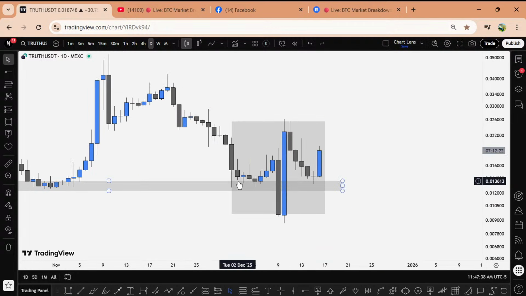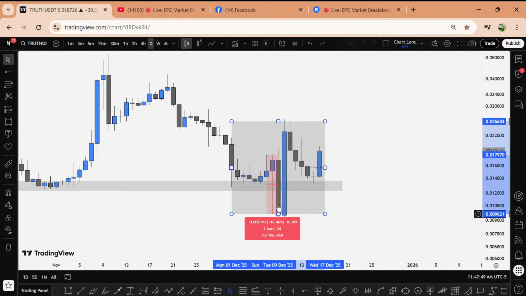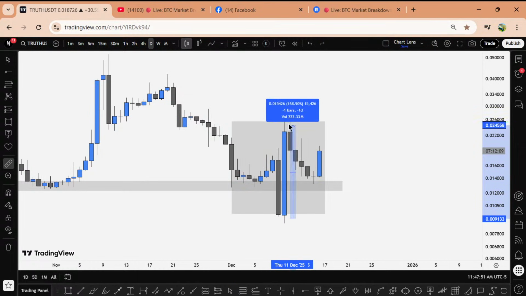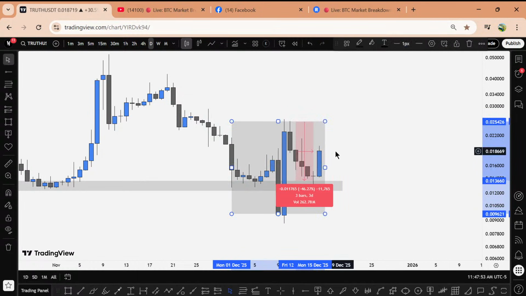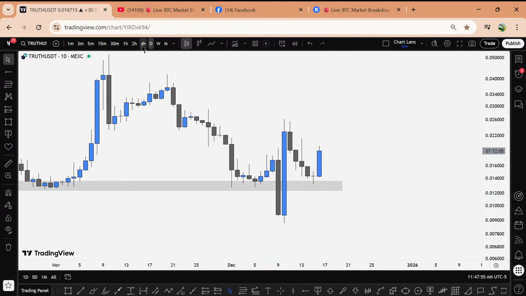What does it mean? You can clearly see price came downside, tapped this demand zone and showed some upside recovery. That's a normal scenario. After that we see a decent dump, then again a decent pump, then again a decent dump. This is just a totally manipulated pattern right now.